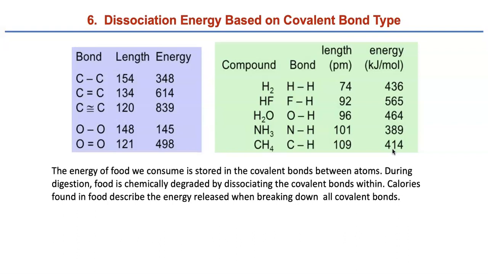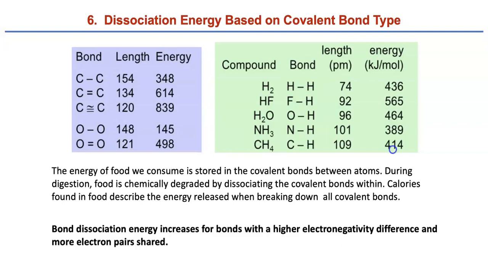So the take-home point is the energy of food we consume is stored in covalent bonds between atoms. During digestion, food is chemically degraded by dissociating the covalent bonds within. Calories found in food describe the energy released when breaking down or dissociating all covalent bonds. Bond dissociation energy increases for bonds with higher electronegativity difference and more electron pairs shared.